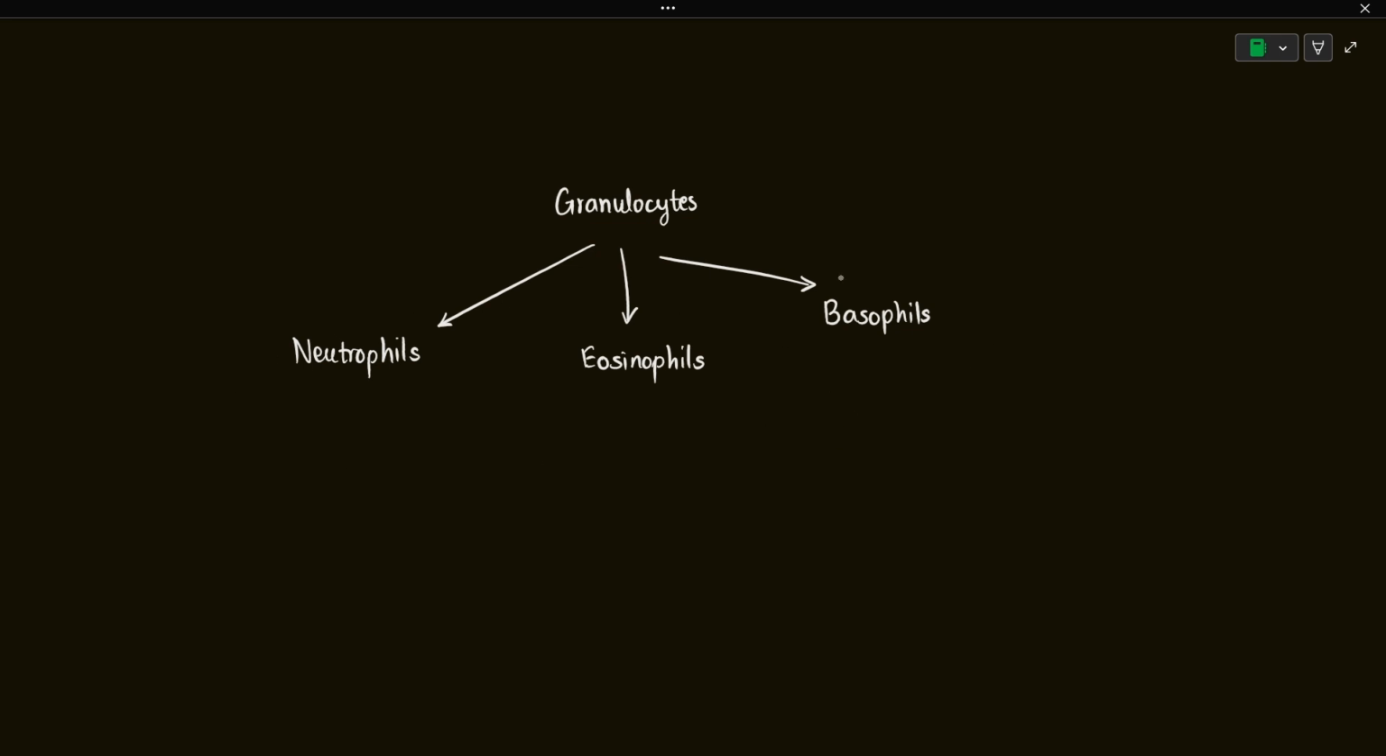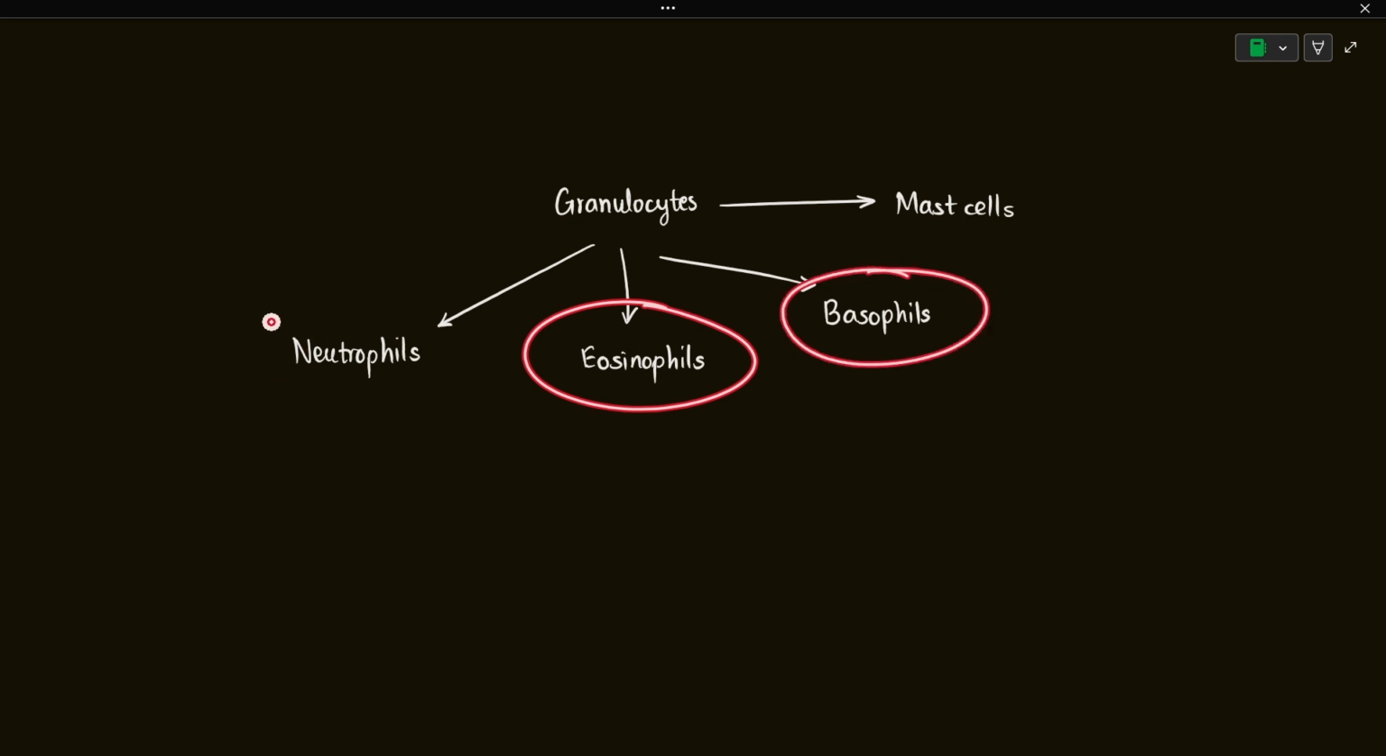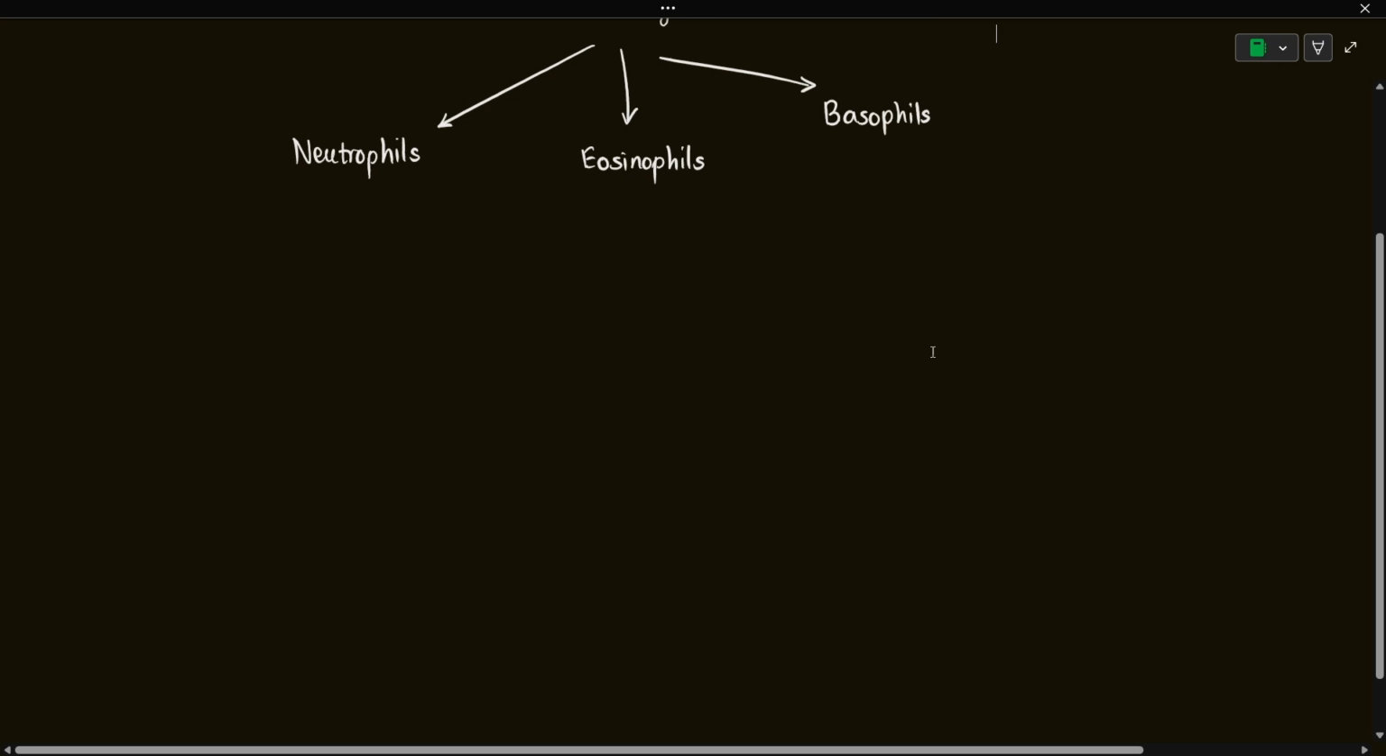Those three types of granulocytes are found in the blood. But besides them, there is a category of granulocytes found in the tissue, and that cell type is known as mast cells, which result in allergic reactions. We will be discussing mast cells in the next lecture, in a separate lecture. Today's point of discussion is eosinophils and basophils, since we have already discussed neutrophils. So let's start discussing eosinophils.